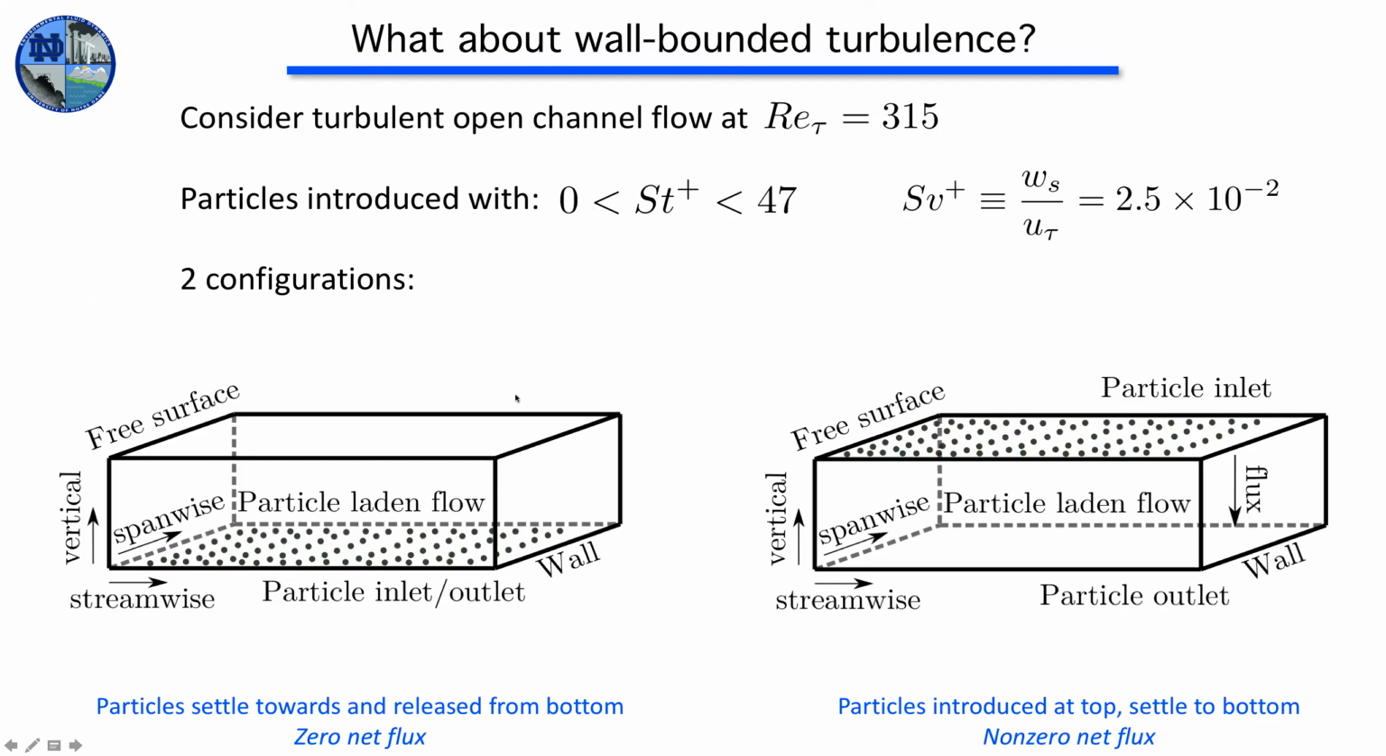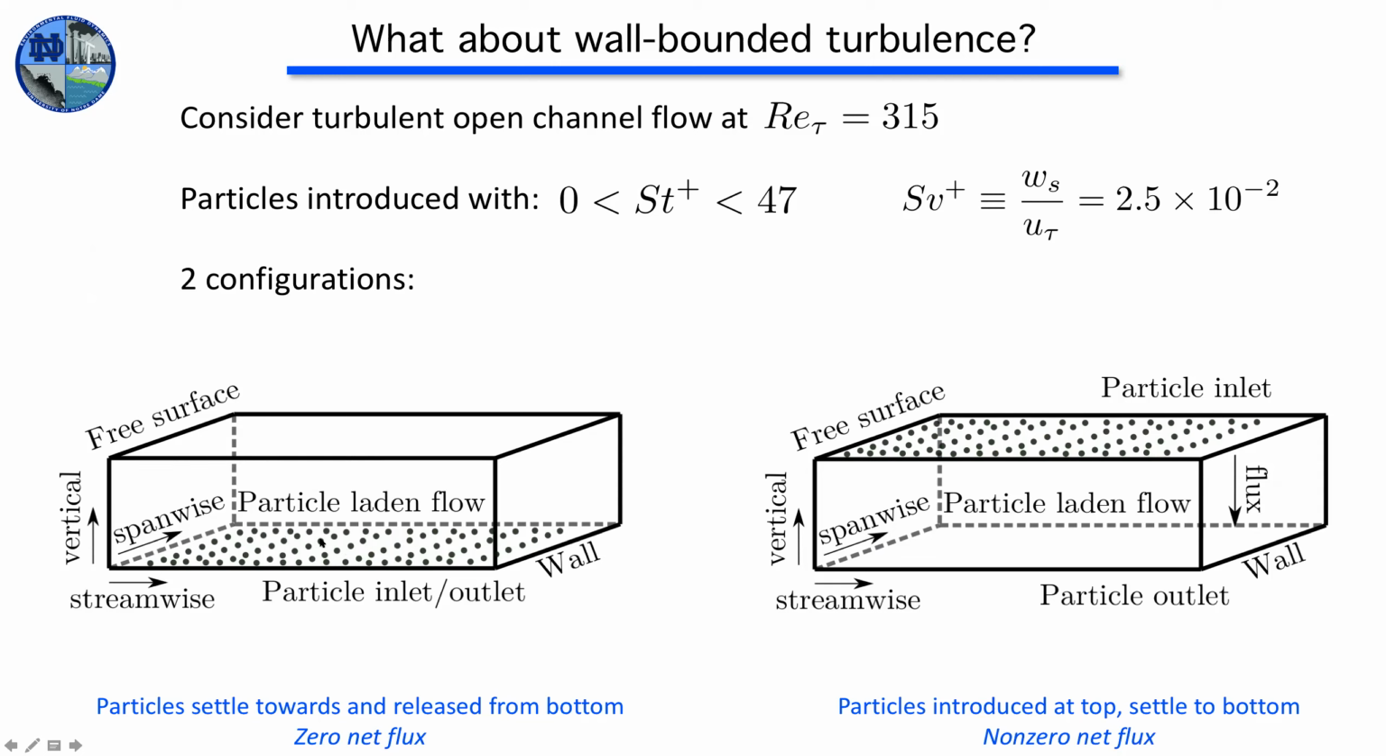We're going to look at two different configurations. And so we've got this open channel flow, and we're going to look at two particle configurations. On the left here, this is where particles are both introduced from the bottom and also settling out towards the bottom. So at the top, there's a no flux surface, the particles can't get to the top. And what sets up after a substantial amount of time is a steady concentration profile where the net flux everywhere in the height is 0.